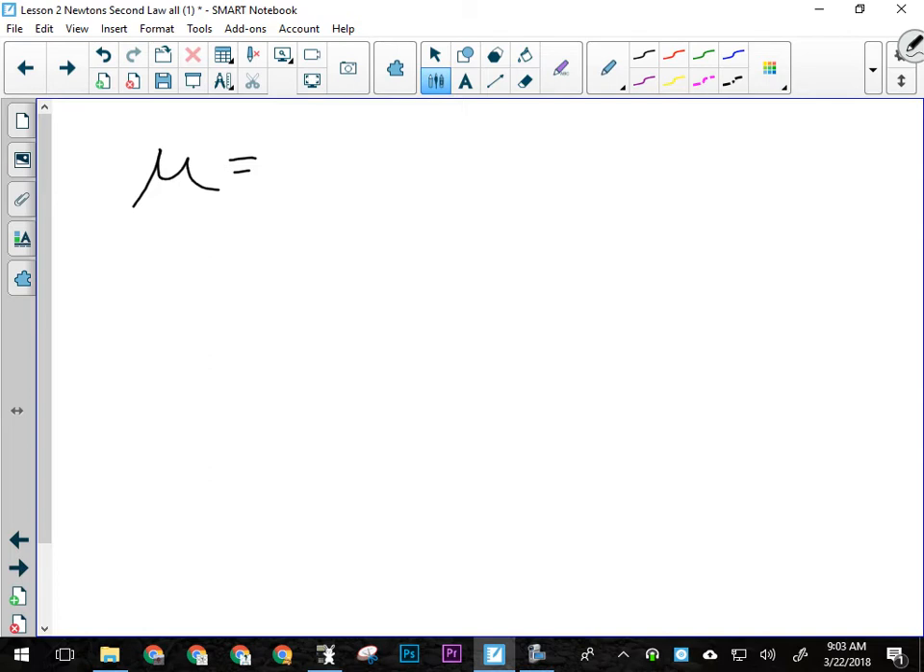To calculate friction, and you have this formula on your formula sheet, the force of friction can be calculated by multiplying mu by the normal force. And normal force is that reactive force between the surface and the object. Everyone kind of follow me there?